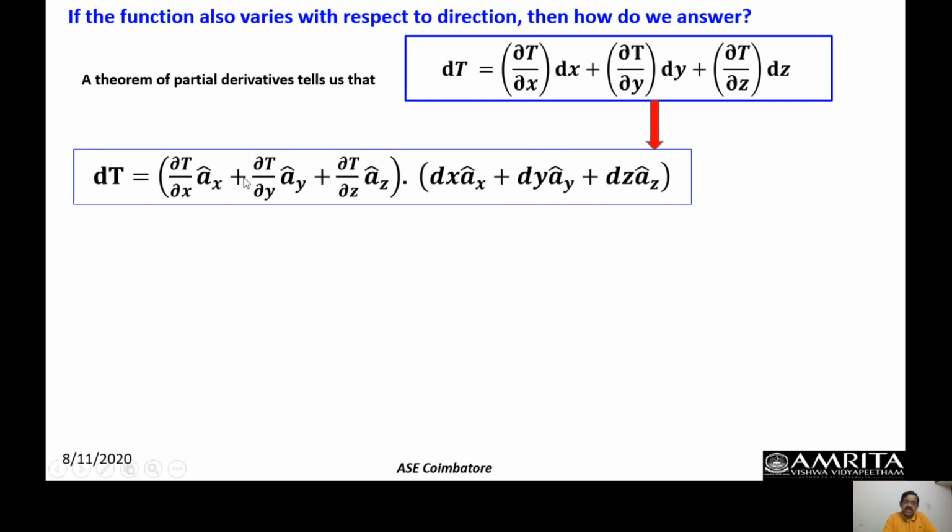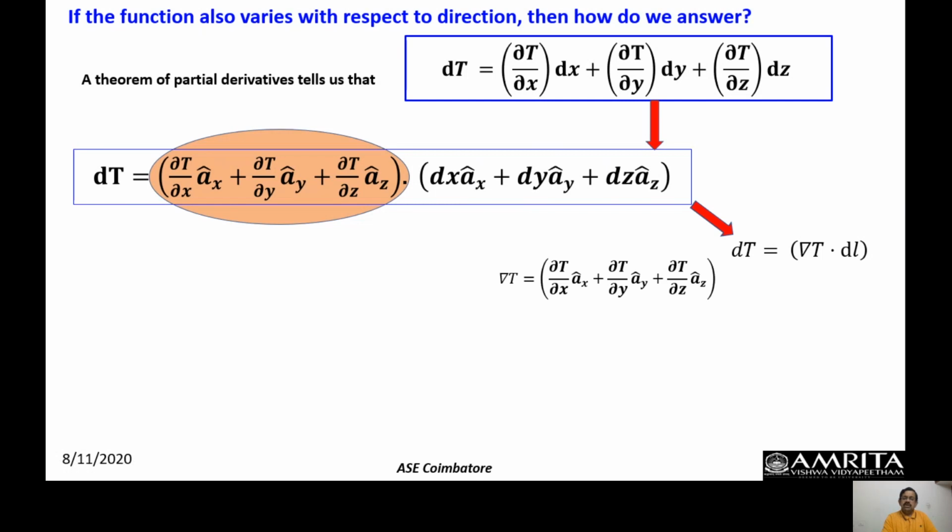Having said that, the first term in this bracket is dou T by dou x Ax hat plus dou T by dou y Ay hat plus dou T by dou z Az hat. This first term is what is known as del T, which is then dotted with the infinitesimal displacement vector. Therefore, I can write it in this manner. Now, this function, what you see highlighted, is del T, and del T is dou T by dou x Ax hat plus dou T by dou y Ay hat plus dou T by dou z Az hat. What is this del T?